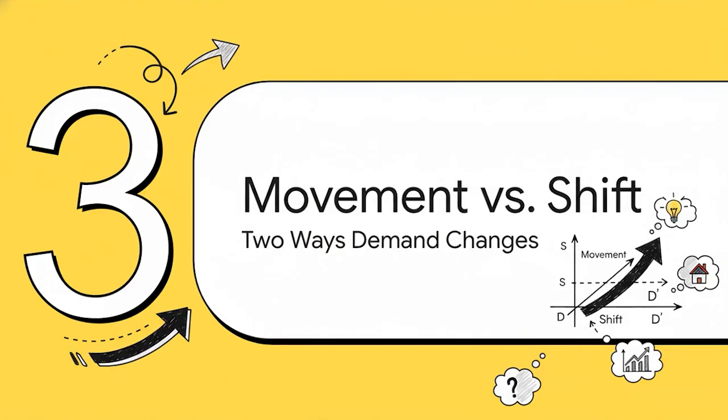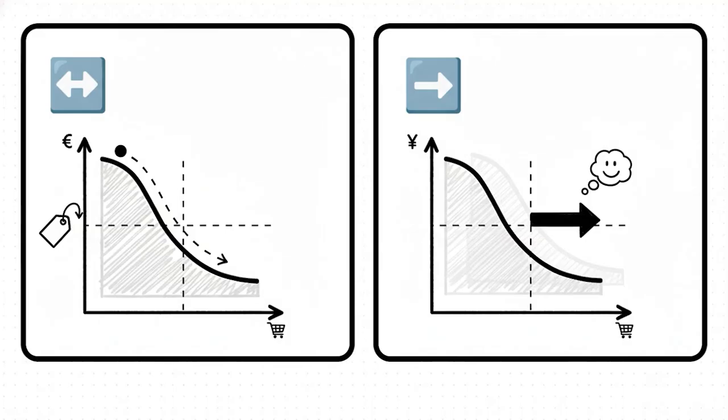Okay, but here's where things get really interesting. And maybe a little tricky. What happens when something besides the price changes? This is a super important distinction, and it's key to seeing how markets really work. So you've got two different things that can happen. A change in the product's price just causes a movement along the curve we already have. But a change in some other outside factor, like your income, causes the entire curve to shift to a new spot. Movement versus shift. That's the big takeaway here.